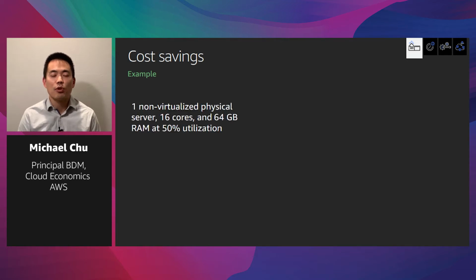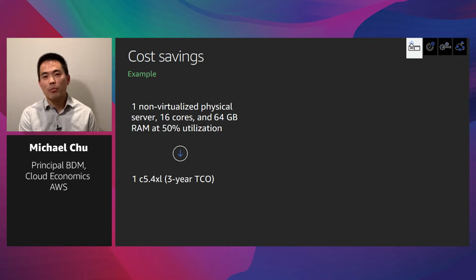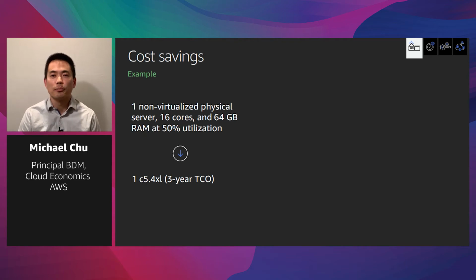Okay, in this example, we're going to go through one non-virtualized physical server that has 16 cores and 64 gigabytes of RAM at approximately 50% utilization. Now, in AWS, this would translate into a C5 4XL. And we're going to do this particular example and this analysis over a 3-year period.